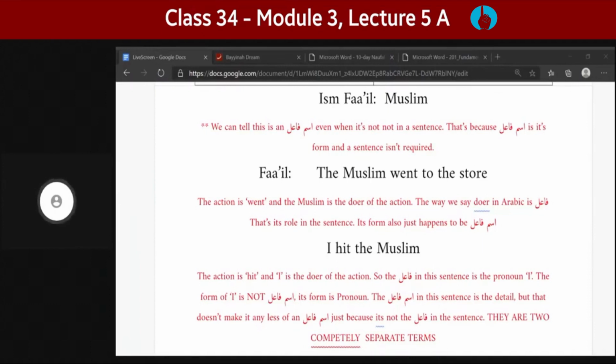So if I took the word istaghfara, which means to seek forgiveness, the ism fa'il of istaghfara is mustaghfir. So a mustaghfir is somebody who does the action of istaghfara. Alima means to know. The ism fa'il of alima is alim. So an alim is somebody who does the action of knowing. Is that a little bit more clear? The ism fa'il is whoever does the action of that verb, but that's just in meaning.